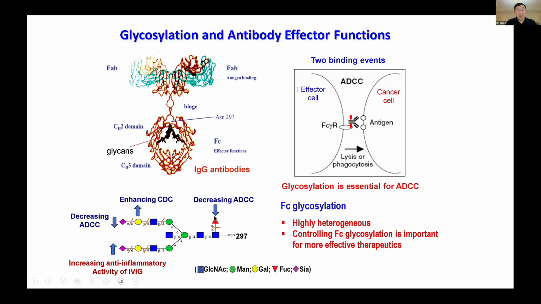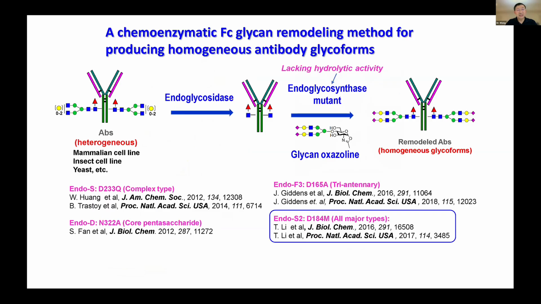Today, I will not talk about our work on glycoengineering in detail. I just give you one slide on how we can control glycosylation at the Fc domain. There are different methods, like metabolic glycoengineering or biosynthetic pathway engineering, but those have limitations because they are limited by the biosynthetic pathway. So over the years, we developed a so-called chemoenzymatic Fc glycan remodeling method that allows you to control glycosylation by introducing different types of sugars at the Fc domain.